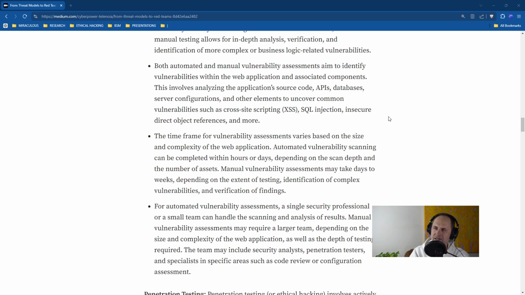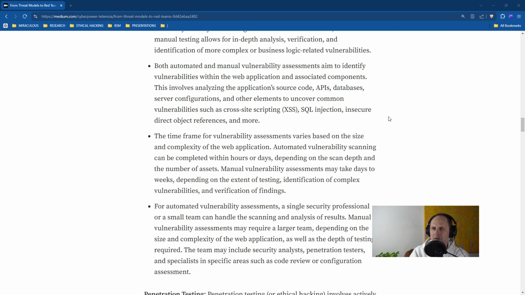This involves analyzing the application's source code, APIs, databases, server configurations, and other elements to uncover common vulnerabilities such as cross-site scripting, XSS, SQL injection, which is more of an older vulnerability, although it widely still exists, insecure direct object references, and more. Those are IDORs.